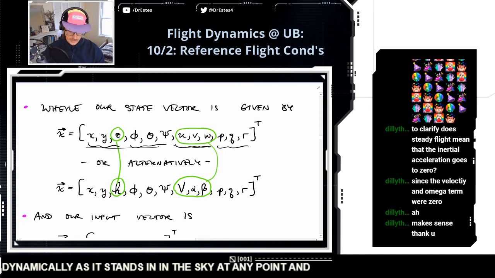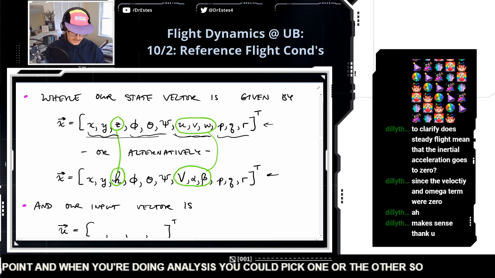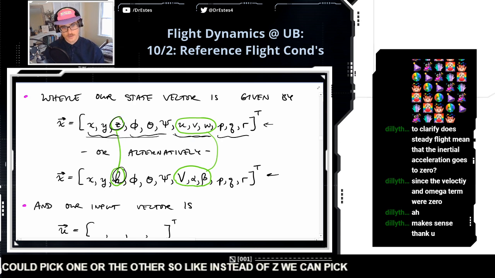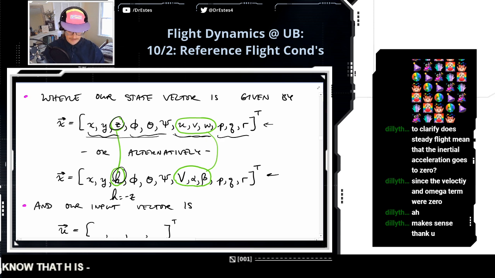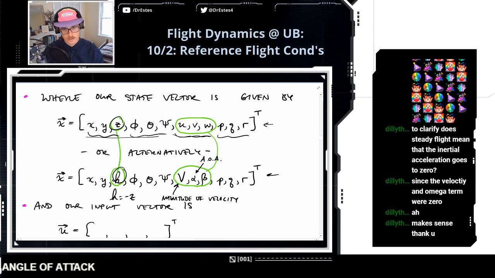And when you're doing analysis, you could pick one or the other. So instead of Z, we can pick altitude, and we just know that H is minus Z. And instead of U, V, and W, we can use V, alpha, and beta. V is the magnitude of the velocity. Alpha is the angle of attack. Beta is the side slip.